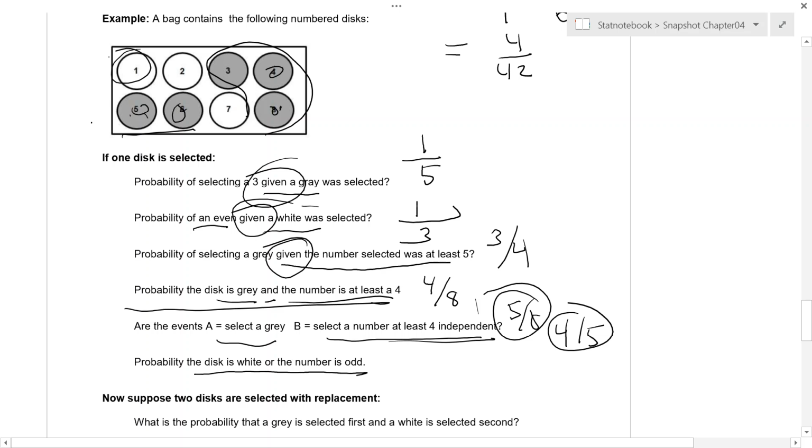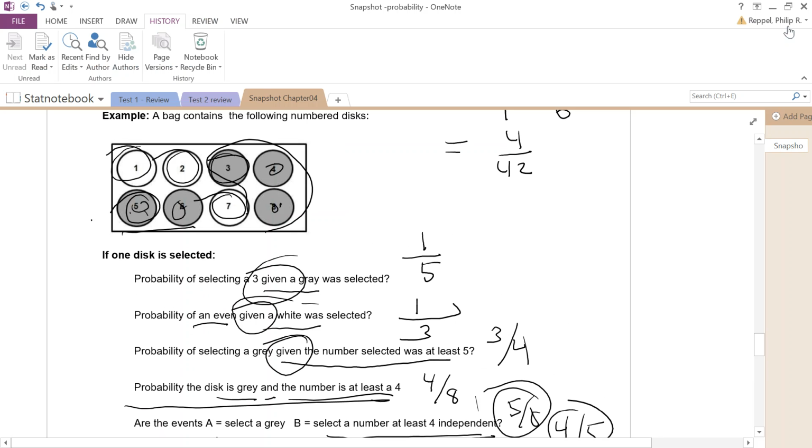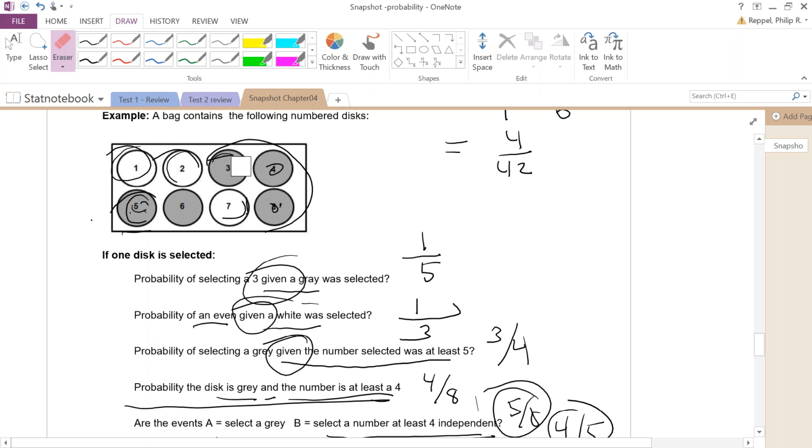So white, 1, 2, 3. Here's an odd. Here's an odd. So let me erase that. That'll be the easiest thing to do here, right? Gotta choose my drawing. Gotta choose the eraser. Let me erase this right quick here. It's getting too messy for me. So let me redo it now.